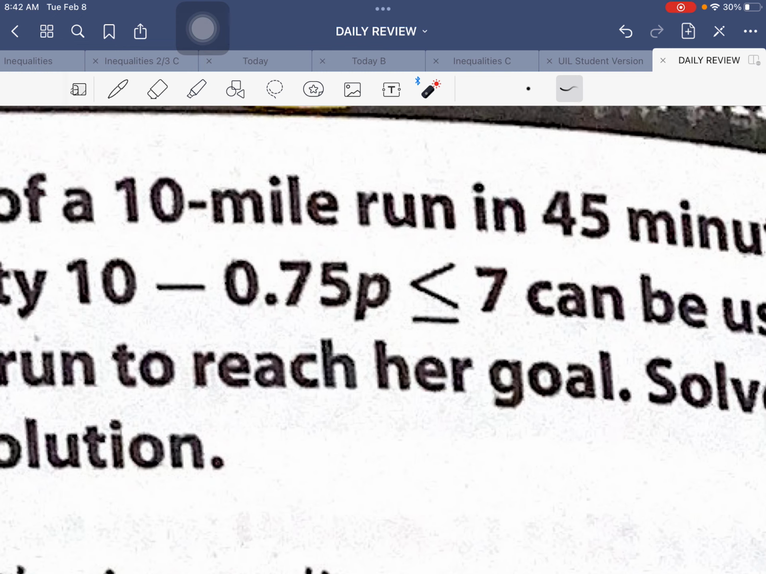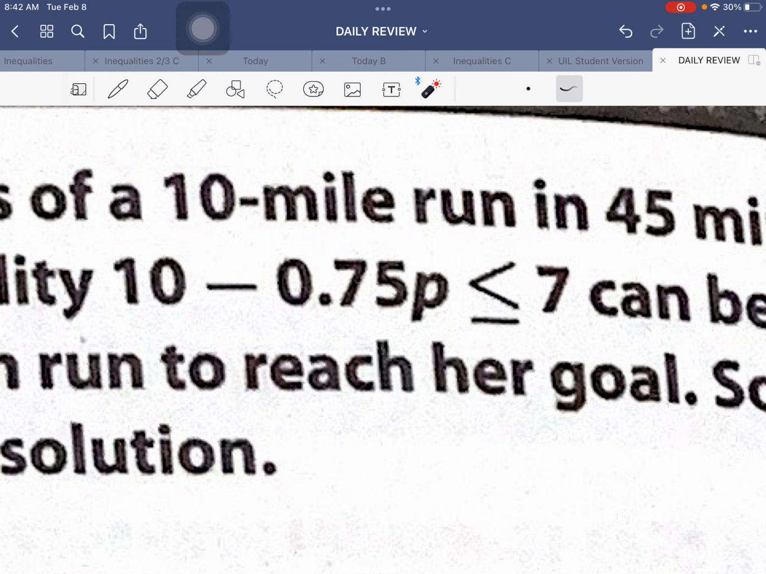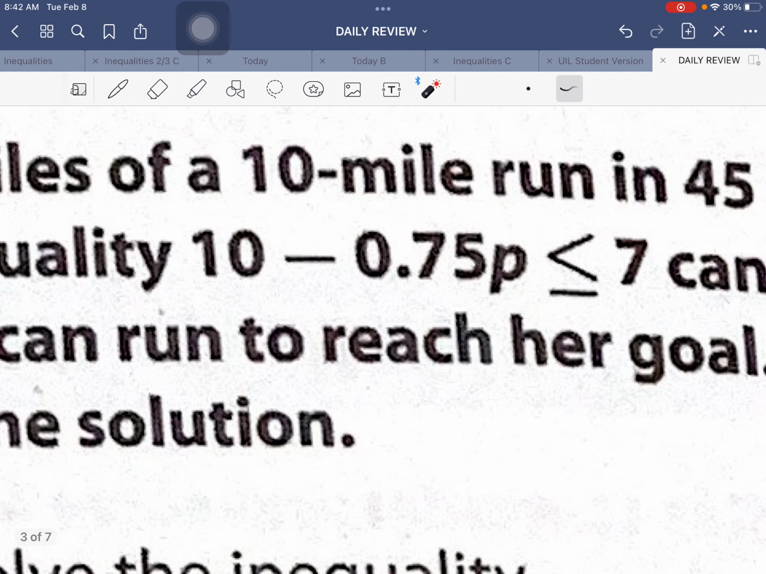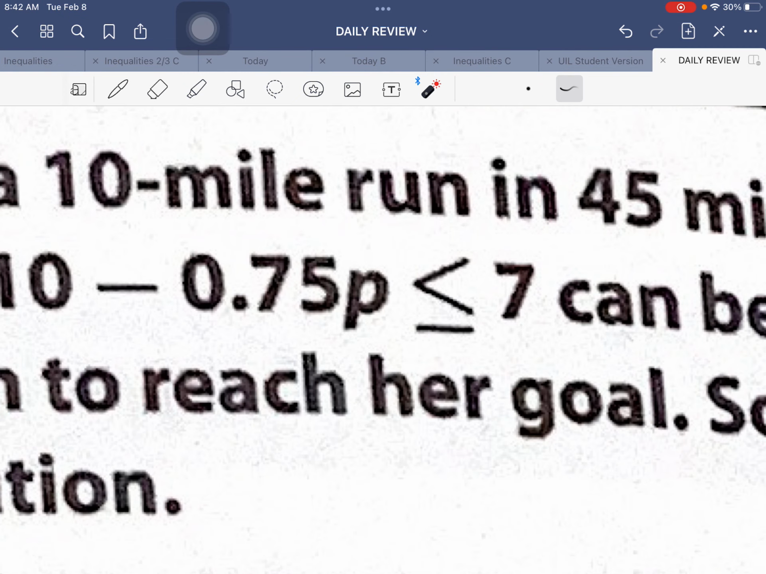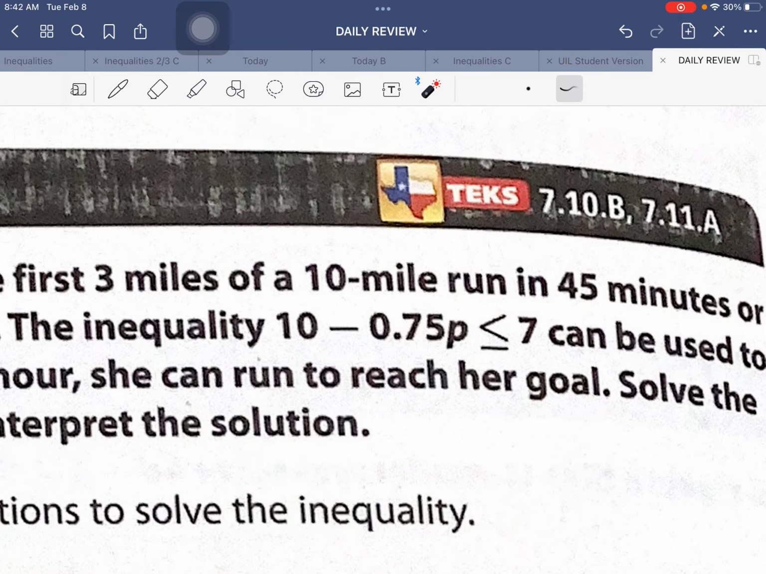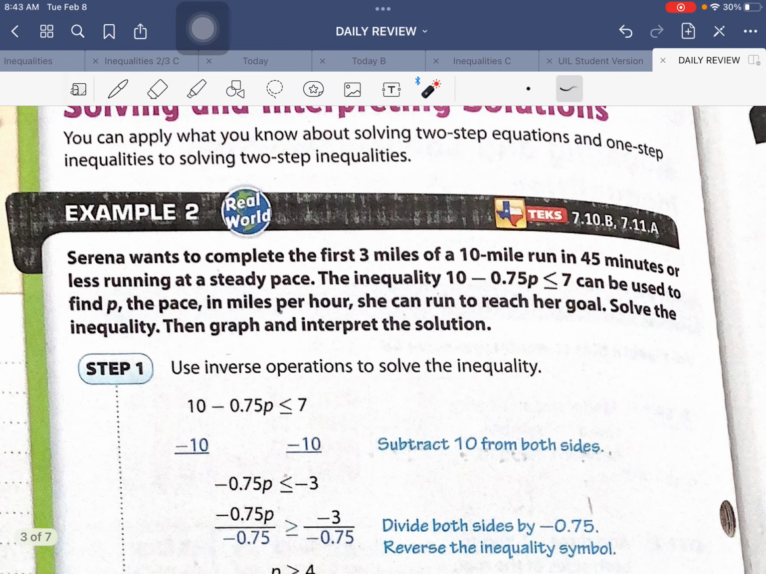Now, what are you multiplying by? 0.75. And what are you adding just one time? 10. Okay, perfect. This is the exact same thing, guys. The only difference is that we have this little symbol right here. This little symbol represents something else. It's not equal to. We don't have an equal sign anymore.